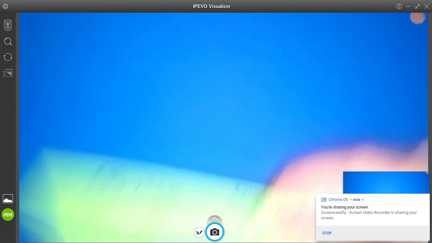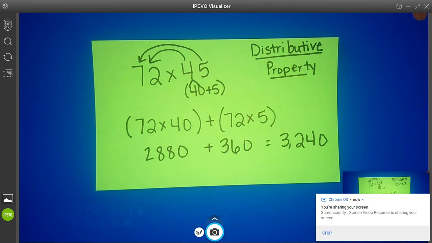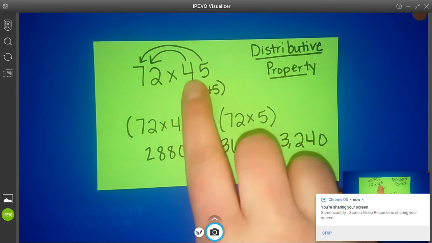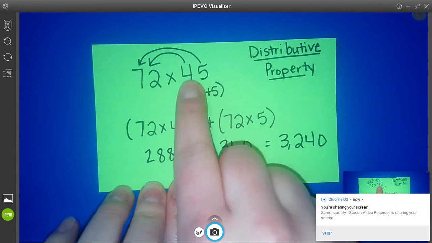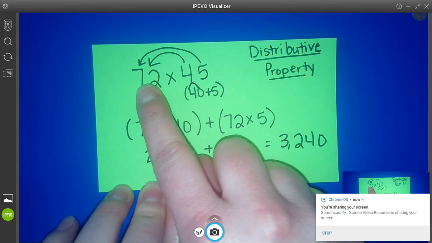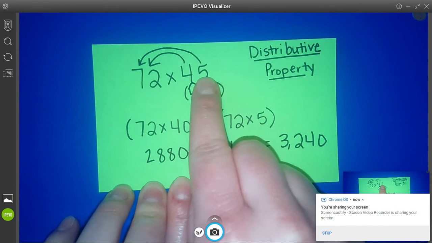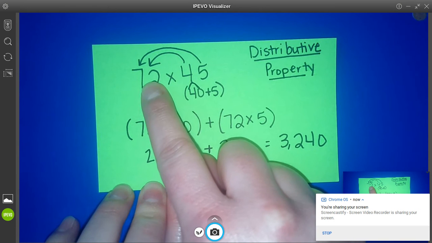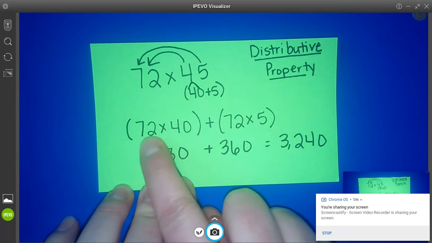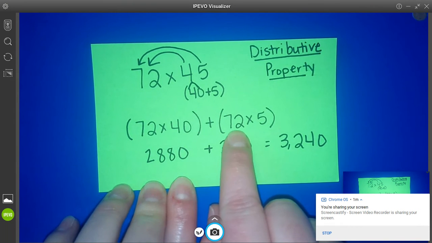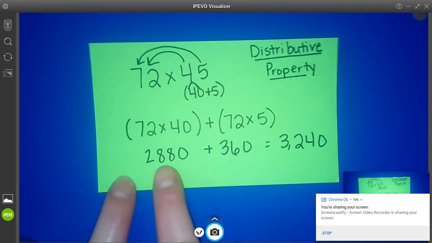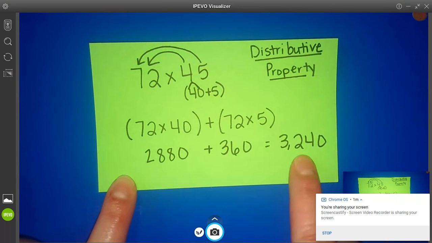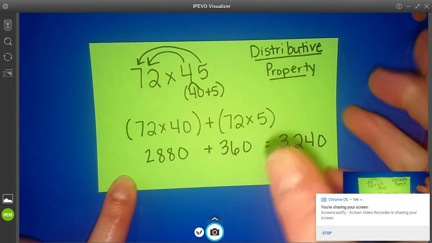Our second strategy is the distributive property. Now remember, 45 is just 40 plus 5. So I can take the 40 and distribute it to the 72, plus 5 times 72. Okay, so here's my 72 times 40 plus 72 times 5. And that's not the only way that you could break it up. This is just one example. Okay, and then you have your two partial products to add to make your total product.